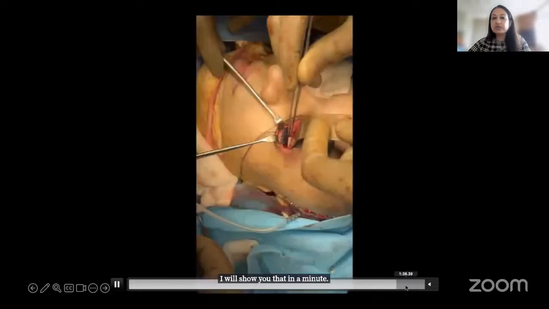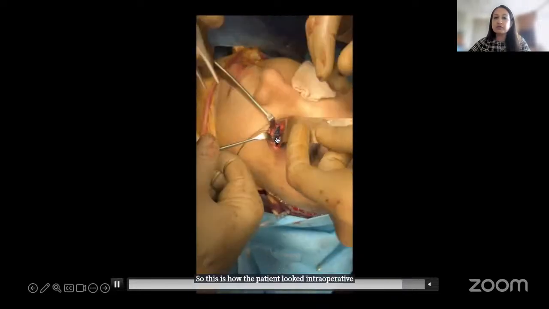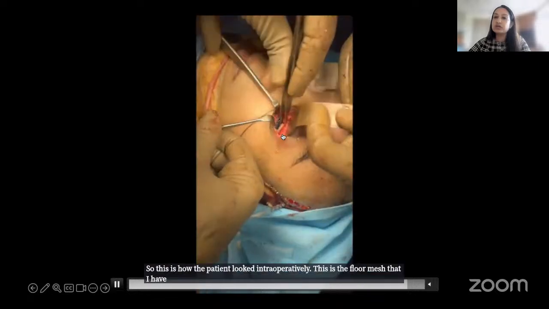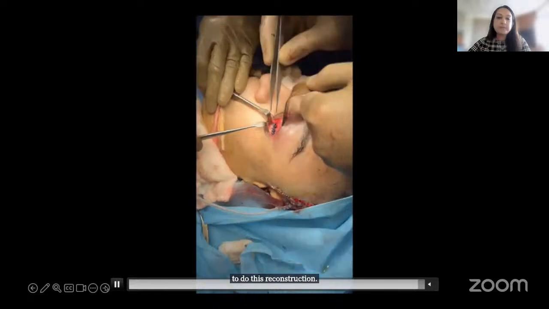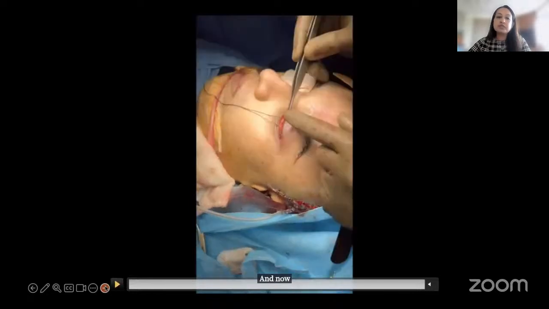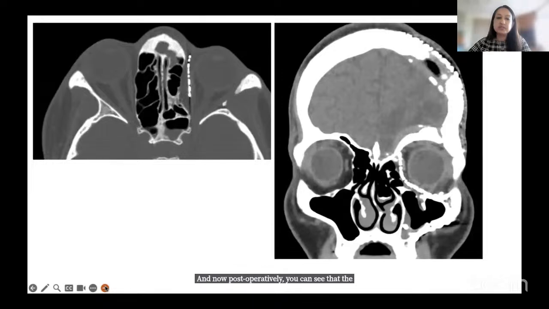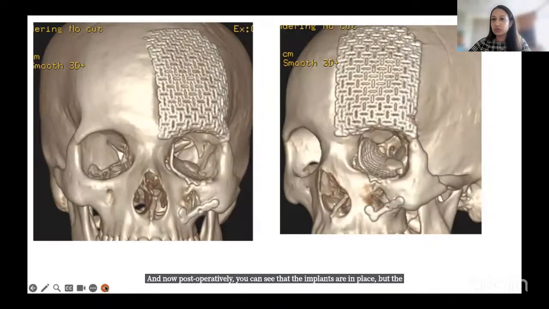So this is how the patient looked intraoperatively. This is the floor mesh that I have used. We have used a conjunctival approach to do this reconstruction. And now, post-operatively, you can see that the implants are in place, but the patient has a total ptosis.